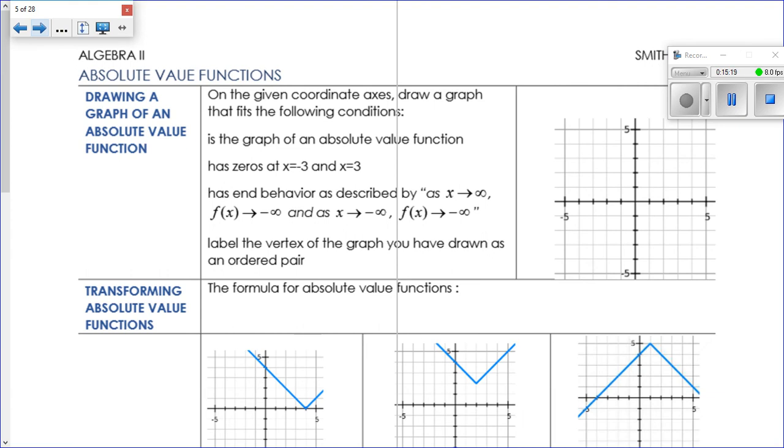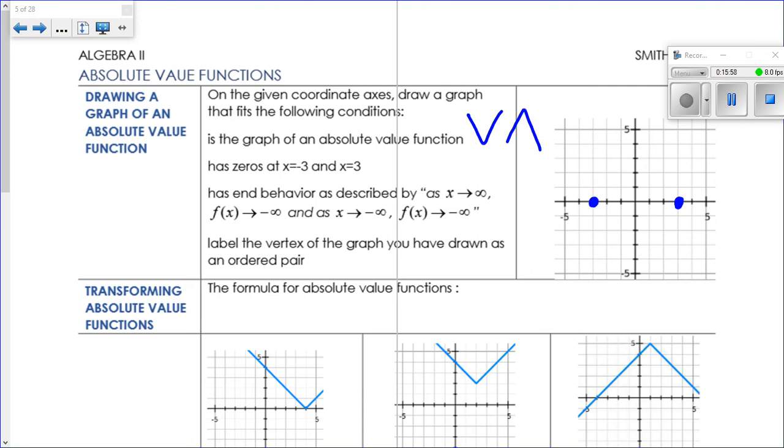Now, this part, we're going to be using the characteristics that are given. They're in written form. If you can transition from this, you can do pretty much anything. So we're going to draw a graph of an absolute value equation, given some conditions. On the given coordinate axes, draw a graph that fits the following conditions. This graph is the graph of an absolute value equation. So it looks like this, or it looks like this, depends. It has zeros at x equals -3. So here it's going to pass through there, and it has a 0 at this point.